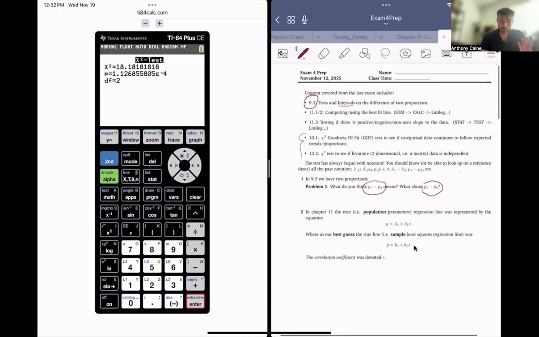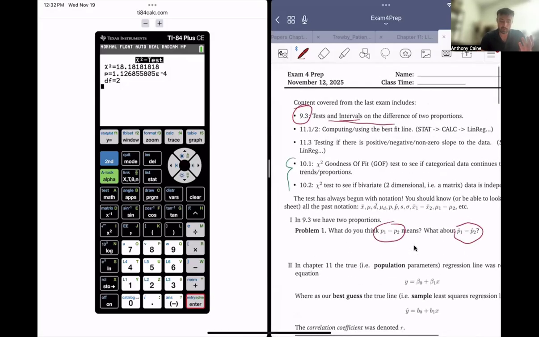All right, cool. So far we've seen this kind of stuff. We've seen this kind of stuff. Goodness of fit, you'll just have one row or column of data. Chi-squared, you're going to have a matrix of data, but you're looking at how the two variables influence each other. And then we get to the chapter 11 stuff, which had to do with best fit lines.